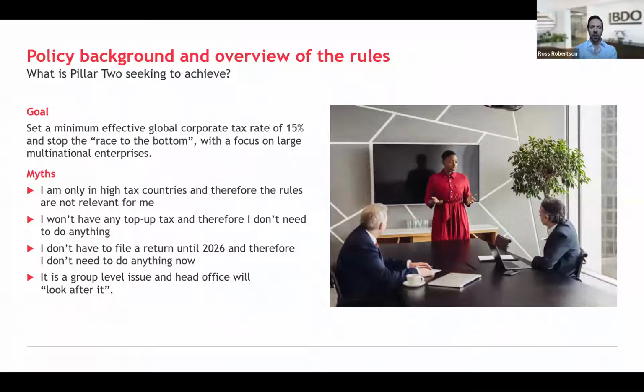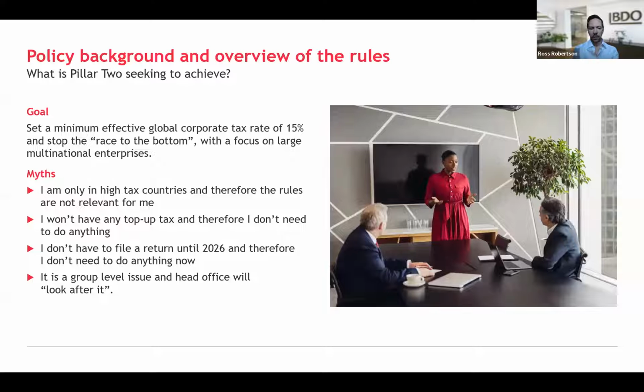So what is Pillar 2 all about? Well, a number of you will know, but it's seeking to set a minimum effective global corporate tax rate at 15% to stop the so-called race to the bottom of corporate tax rates and to reduce the incentive for base erosion and profit shifting between jurisdictions based on the tax rates between those jurisdictions.